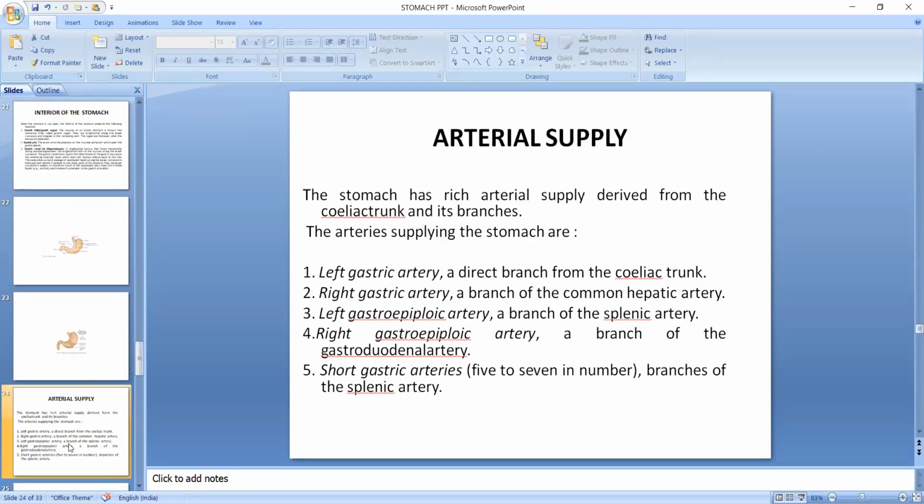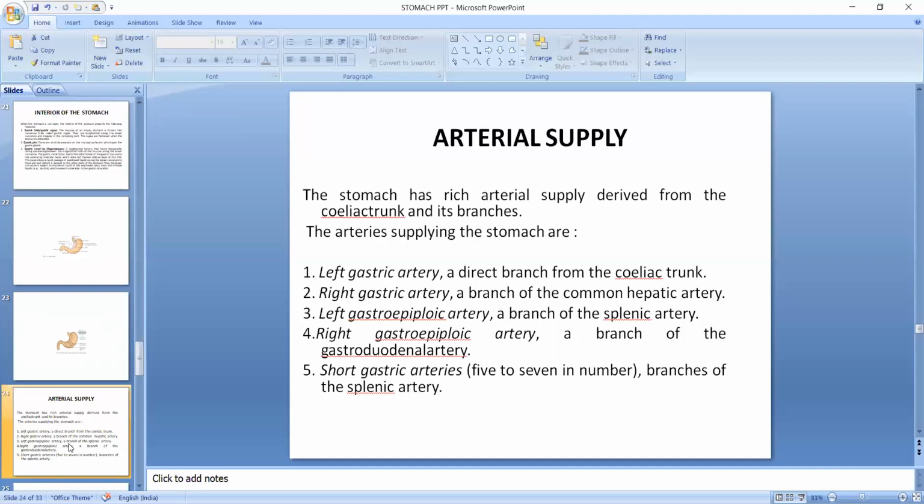The arterial supply of the stomach wall. The stomach has a rich arterial supply derived from the celiac trunk and its branches. The arteries supplying the stomach are some branches of the celiac trunk. We can see here the left gastric artery, a direct branch from the celiac trunk, the right gastric artery, a branch of the common hepatic artery, and the left gastroepiploic artery, a branch of the splenic artery.